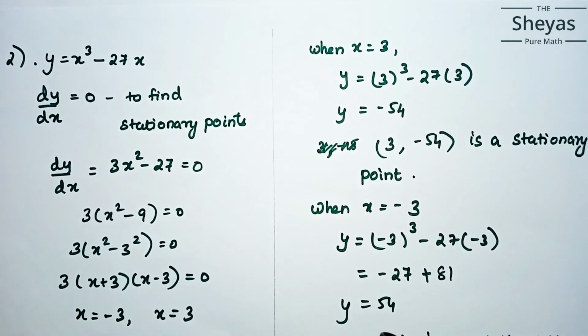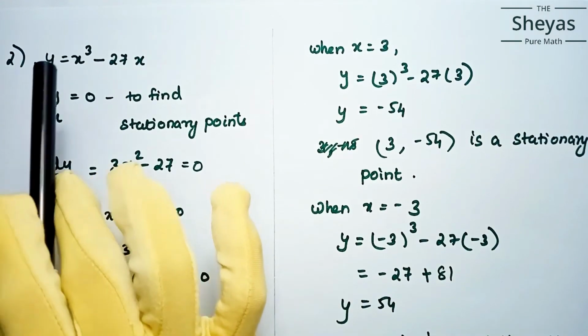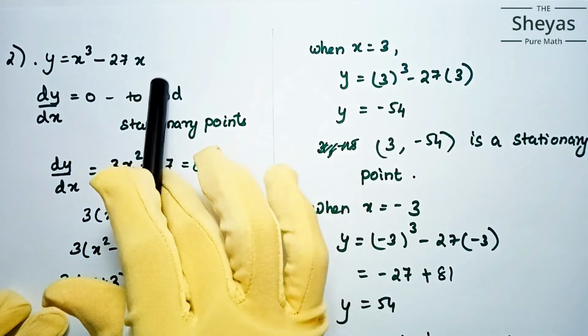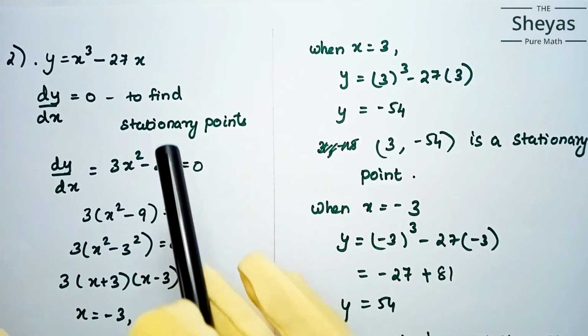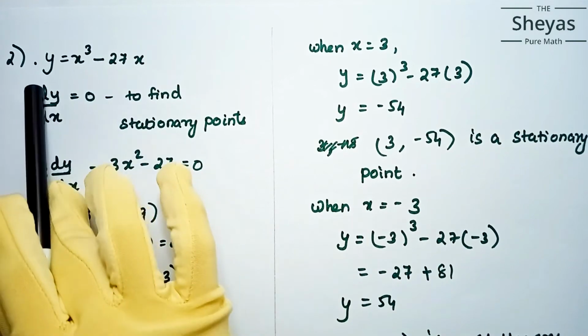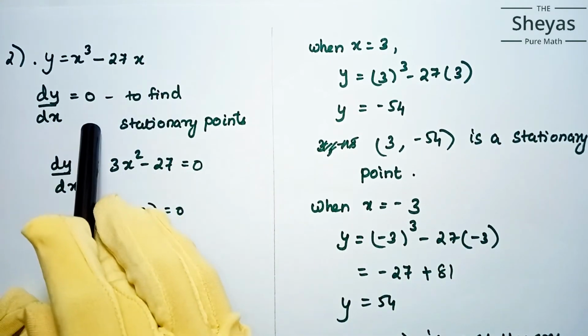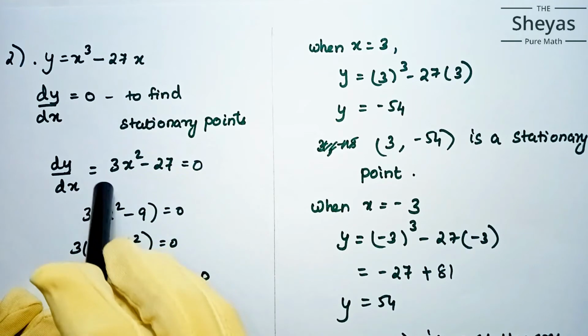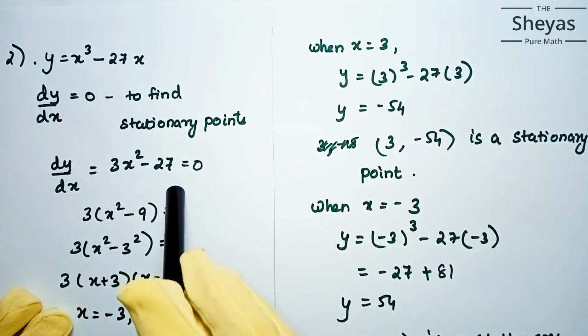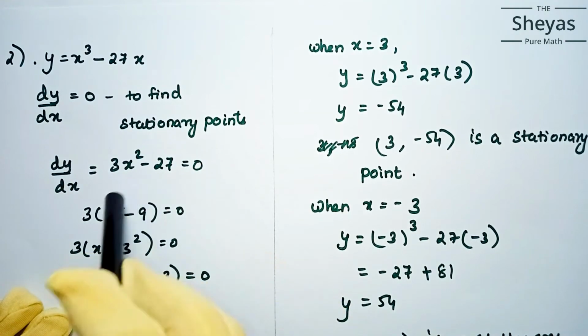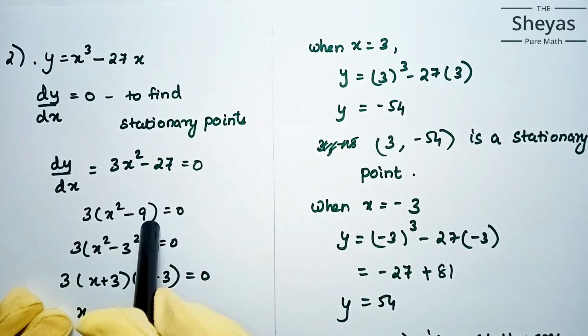So next problem, again we are considering the cubic graph. That is the cubic function y is equal to x cube minus 27x. In this problem, first we are finding the stationary points. To find the stationary points, we have to put dy by dx equal to 0. So what is dy by dx? 3x square minus 27, that is 0, and taking 3 outside, x square minus 9.